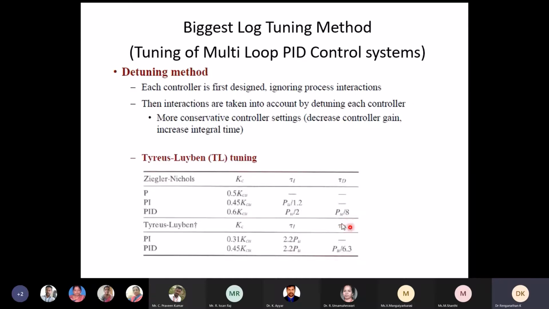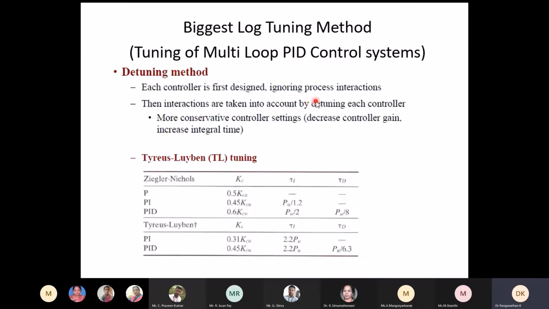So obviously the last one is going to be the biggest log tuning method. This is the most preferred method when you go for a multi-loop PID control. So when the PID control is of multiple loops, then when you go for a multi-loop PID system, we go for this kind of detuning method. It's called the detuning method. So what is this detuning? We are going to identify the controllers and design each controller based on the process interaction, and we are going to ignore the process interactions. That is, we are going to do the decoupling and then we are going to do the control technique. So that is what is called detuning.